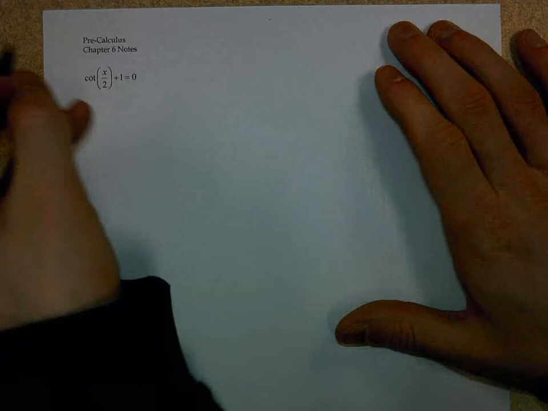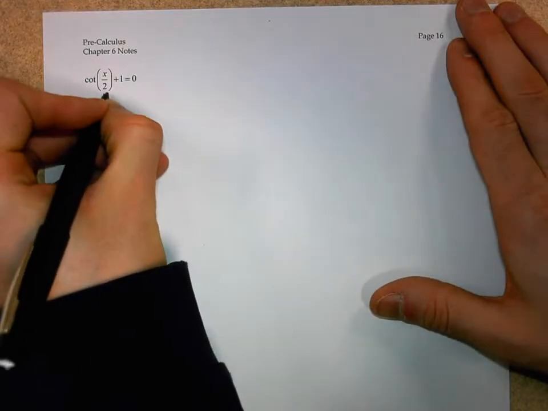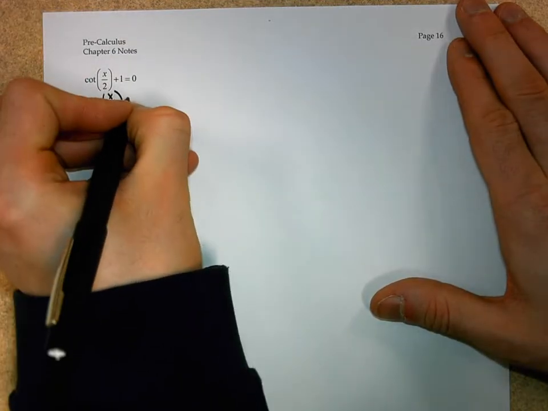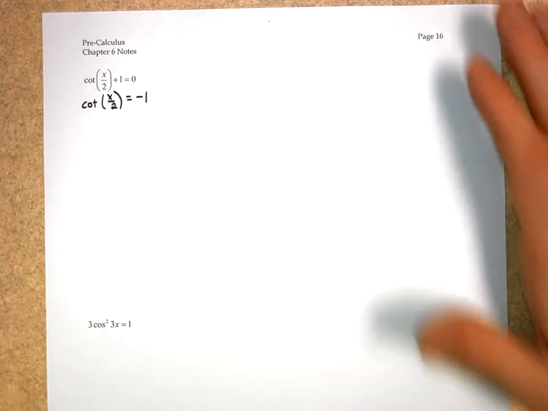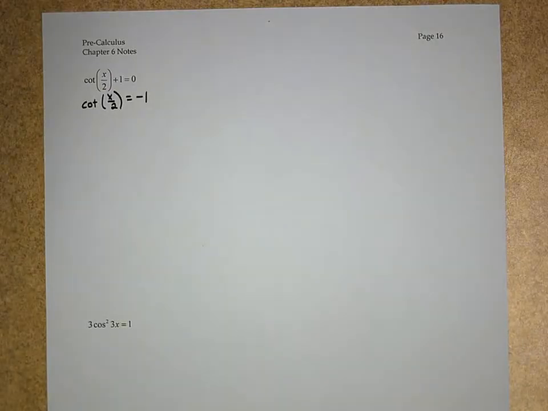The next one, cotangent of x over 2 plus 1 is equal to 0. Let's go about solving this one using the same approach that we did before, but now I've got a cotangent. So first we'll start by getting that cotangent by itself. And then we're going to take the reciprocal.